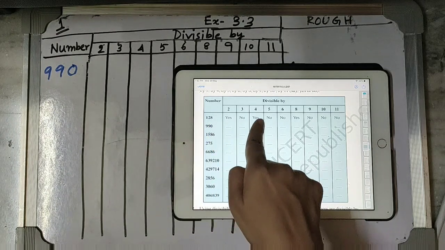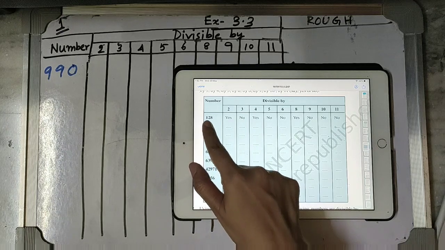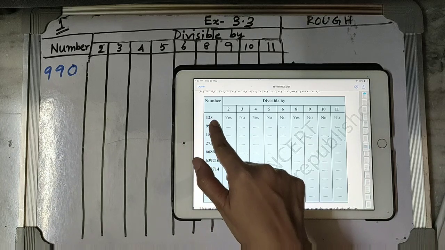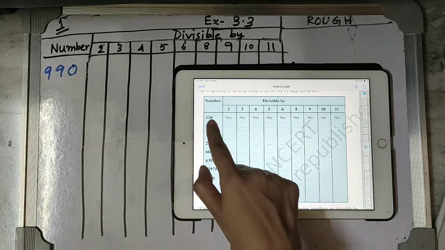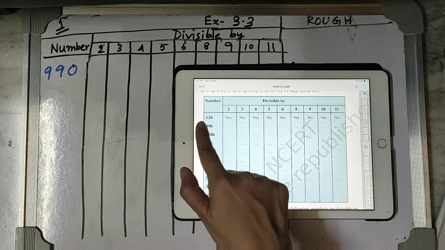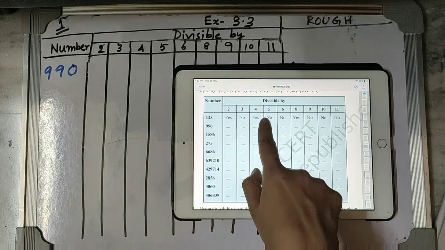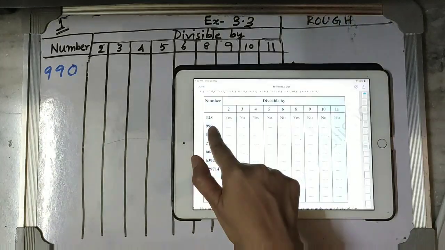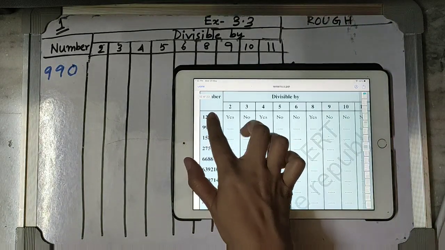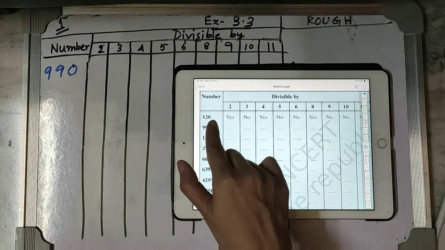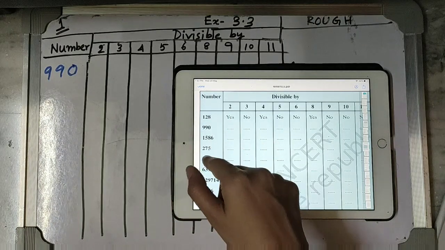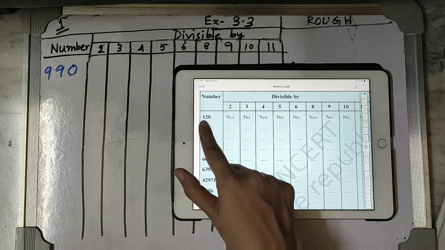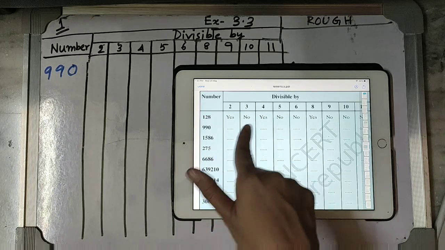Now for 4 I have told we will check the last 2 digits of the number. Here it is 28. 28 is placed in 4's table. That's why this number, 128, will be divisible by 4. In case of 5, I told that the digit placed at the unit place must be 0 or 5 for the number to be divisible by 5. So 128 is having 8 in its unit place. That's why this number will not be divisible by 5.